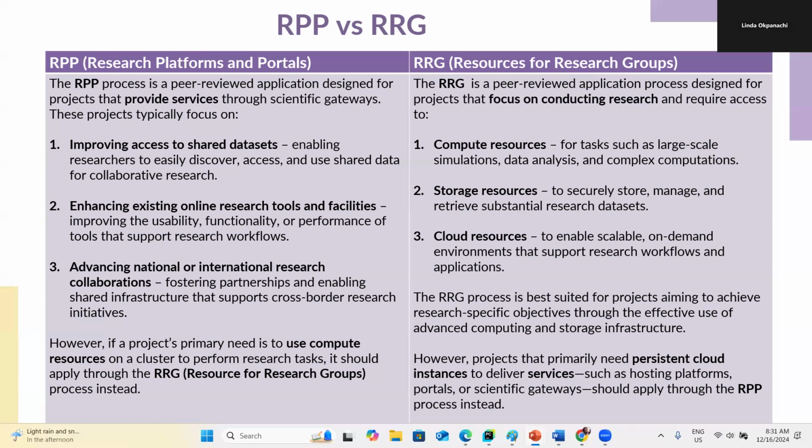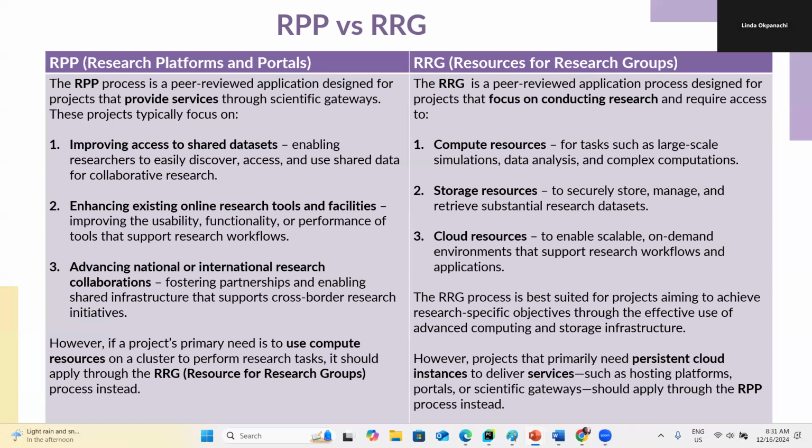An example is the Federated Research Data Repository, which provides you with a platform for storing, sharing, and discovering research data sets. So if you need access to such platforms, you would need to go through the RPP. Another example could be the Open Science Framework, the OSF, which is a tool for managing research workflows, collaboration, and sharing. This is also provided via the RPP.